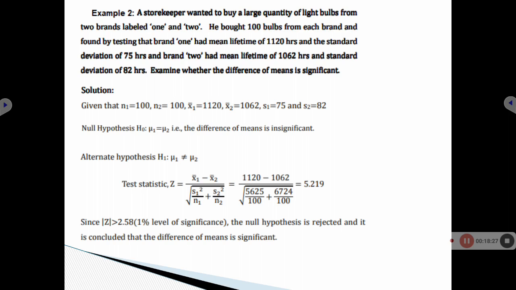Now we are going to compare this with the tabulated value. Here also there is no level of significance given, so you can choose by yourself, either 1% level of significance or 5% level of significance. Here we are considering a 1% level of significance. The standard value for 1% level of significance is 2.58. Comparing our calculated value with the tabulated value, 5.219 is greater than 2.58, so we are going to reject our null hypothesis H0. So this is the sum for difference of mean.